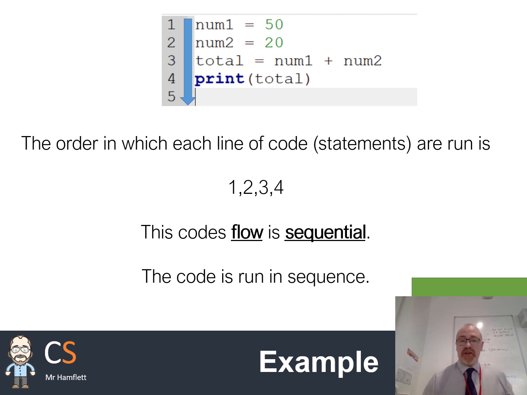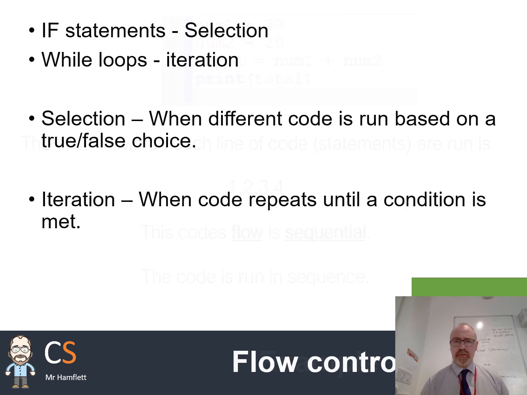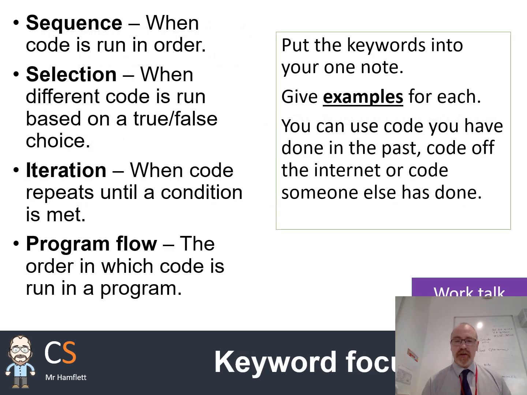So the order in which each line of code is run is 1, 2, 3, 4. It runs in order. Okay, it's a sequential flow. Flow control allows us to change that flow. So we use it in two ways, as I said before: if statement selection and while loops iteration. Selection is when different code runs based on a true-false choice, and we saw an example of that in the first piece of code. And iteration is where code repeats until a condition.